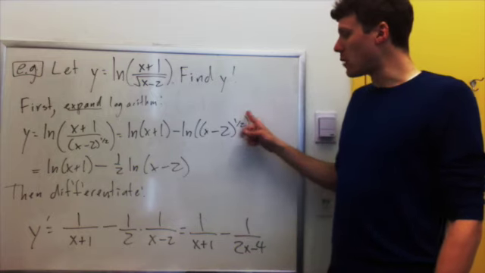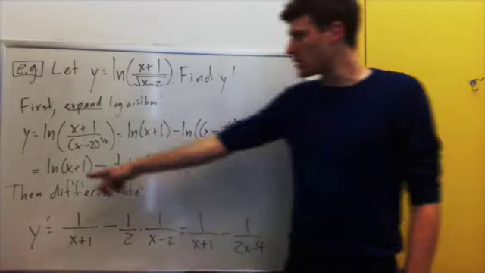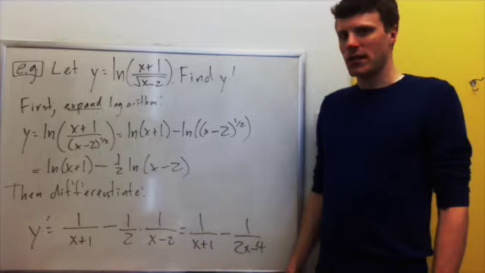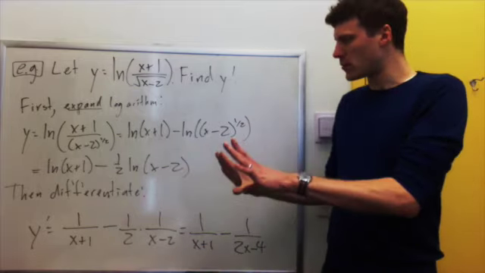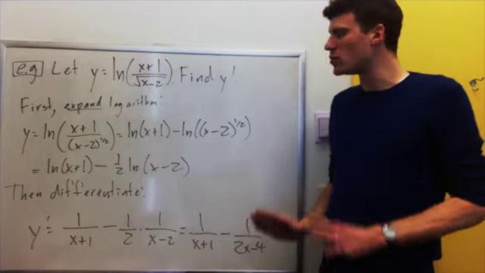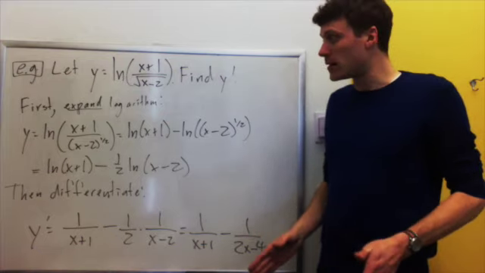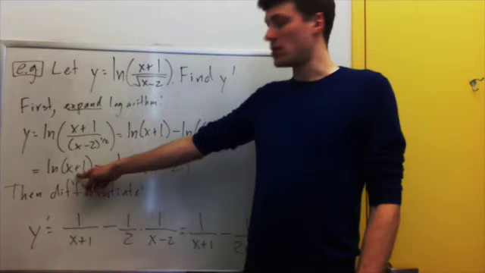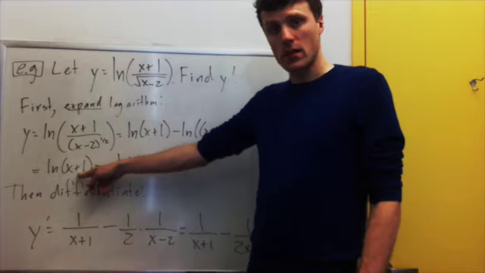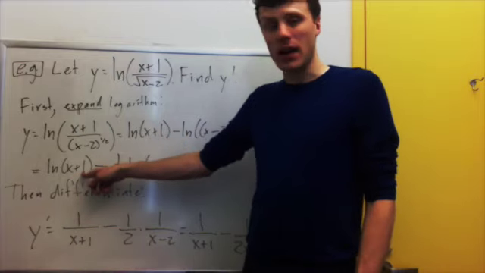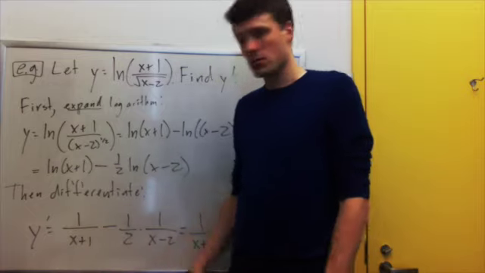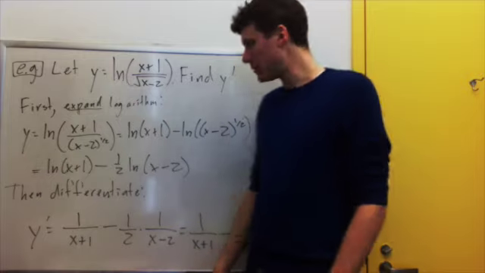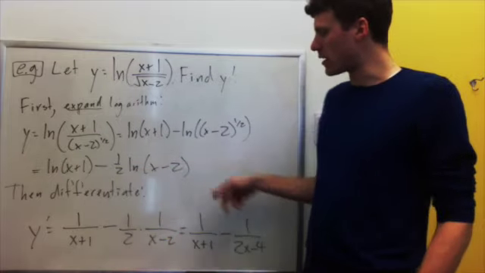Then, this 1/2 power here I can bring out in front. I get log of x plus 1 minus 1/2 times the log of x minus 2. Now, this is completely expanded. I've used my rules as much as I can, and now I'm going to differentiate. And now it is, I'm just going to say it, easy. y prime is the derivative of log of x plus 1. Well, the derivative there is going to be the derivative of the inside, which is 1, over the inside, minus 1/2 times the derivative of log of x minus 2.